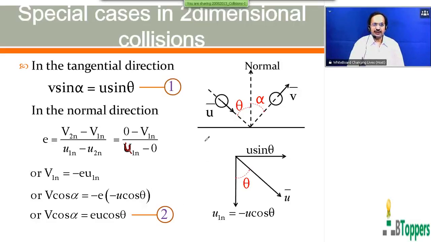So we can divide equation 1 by equation 2. On the left hand side, if you divide V sin alpha by V cos alpha, V gets cancelled. You get sin alpha by cos alpha, tan alpha. On the right hand side of the equation, you divide u sin theta by E u cos theta. Sin theta by cos theta you can write as tan theta.